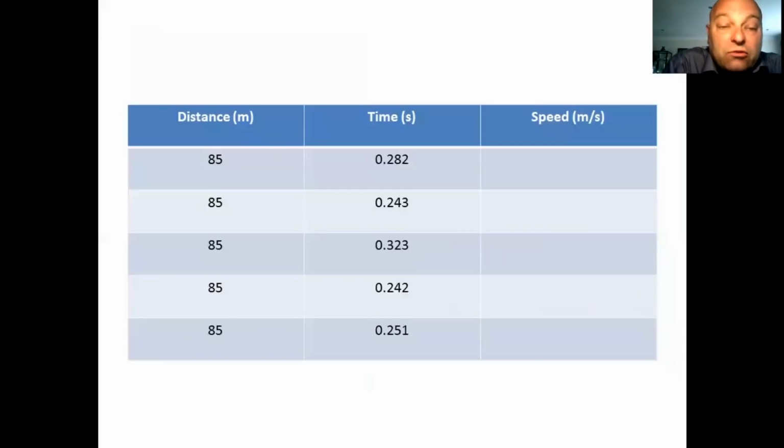So, little table here, distance, time, and speed. So the distance we know is 85 because that's what our technician measured out with our 85 paces. We know the times, that just came straight off the last table. So what we need to do is copy this down, and we need to work out the speed. Speed equals distance divided by time. So it's the distance here divided by the time. Distance of 85 divided by 0.282. Distance of 85 divided by 0.243, etc. So have a go at those calculations. Pause the video.